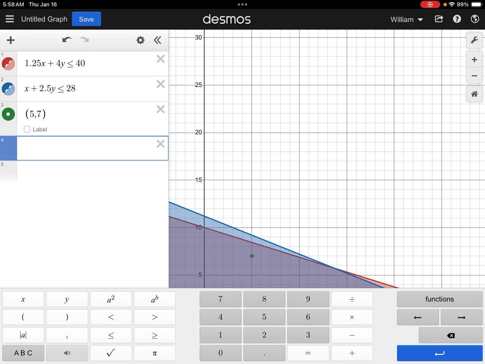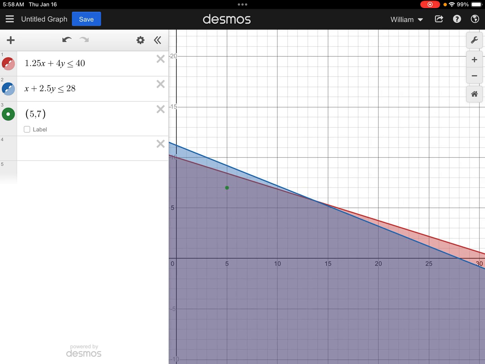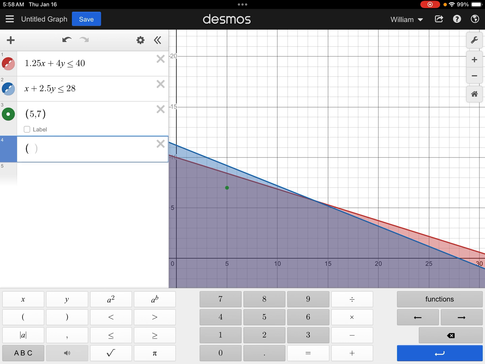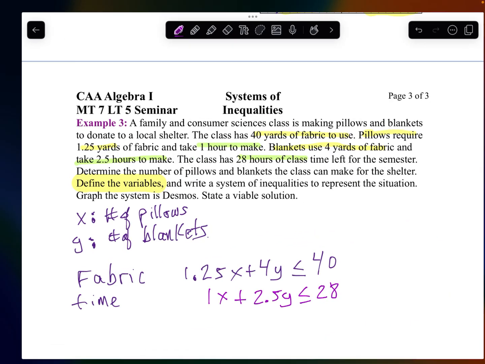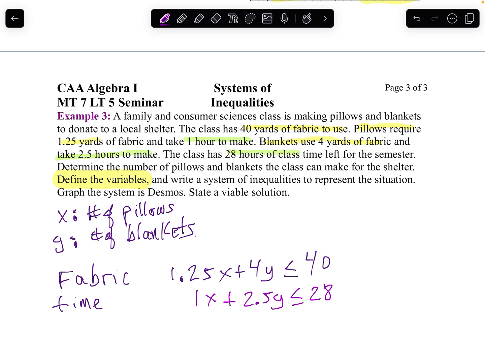You could have more than one answer here, couldn't you? I could have 15 and 3 because that's in the double shaded region. Just have to pick a solution that's in the double shaded region, and they're both whole numbers. So I'm going to say they could make 15 pillows and 3 blankets.